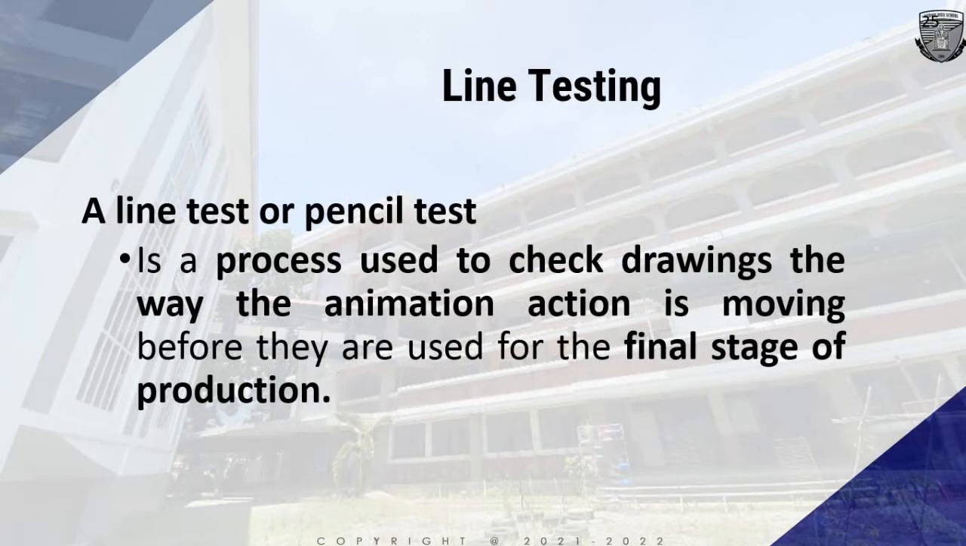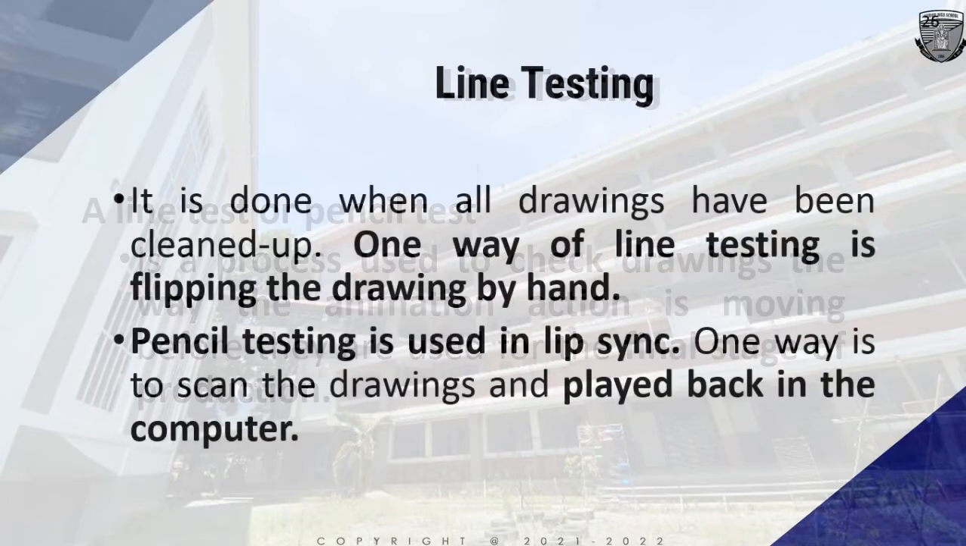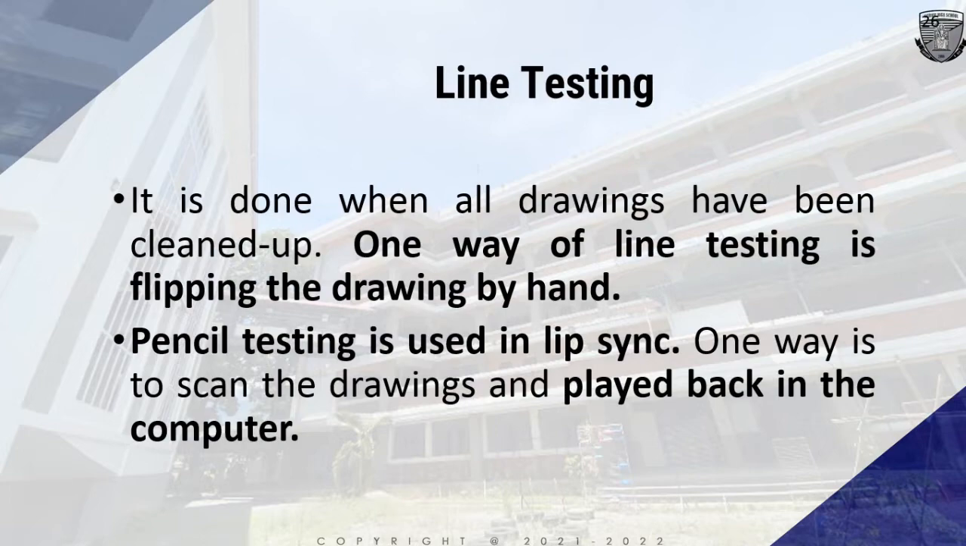Okay, so let's proceed now to line testing. When we say line testing, basically it is the process used to check the drawing, to check the animation itself, if it's moving, before they use it for the final stage of the production. It is done when all drawings have been cleaned up. One way of line testing is flipping the drawing by hand. You may do the compositing activity that we have discussed before, or you may also do a flipbook to check the line of the poses.